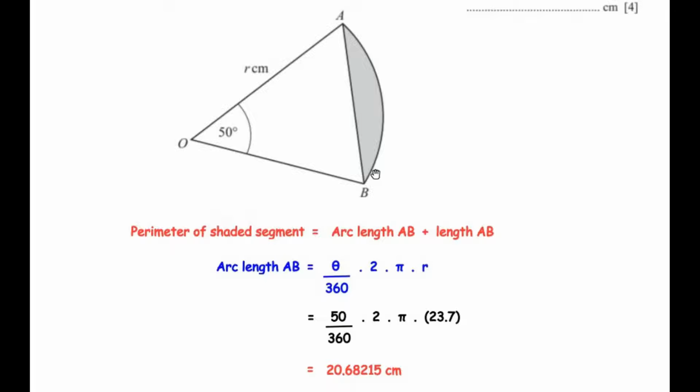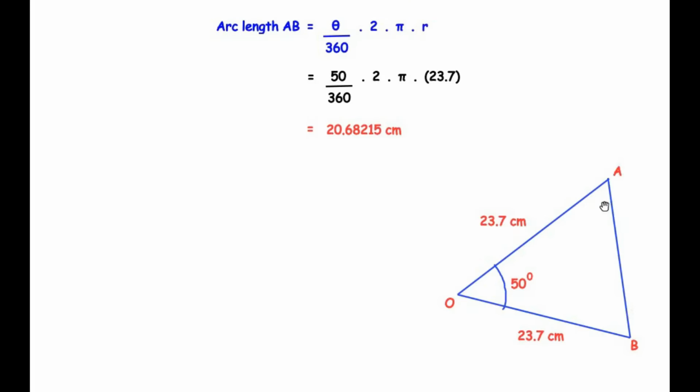Now once we have got the arc length AB, let us focus on finding the length of AB, as we do not know the value. So for that we are going to consider the triangle OAB. So this is the same triangle OAB redrawn over here. The length of OA was r, so it is written as 23.7. The length of OB was also r, so it is going to be 23.7. And the central angle at O is written as 50 degree. Now in this case we need to find out the value of length AB. This is missing.